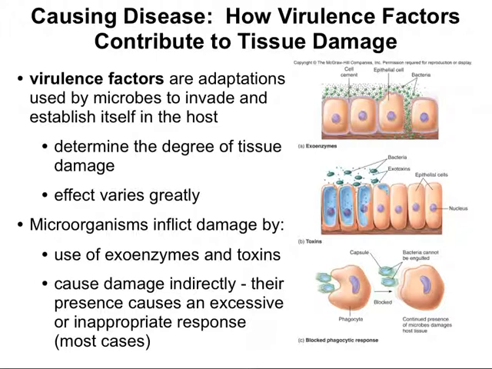Exoenzymes are essentially extracellular enzymes that dissolve the intercellular connections so that they can penetrate through and between cells in order to cause damage to the underlying tissues. Toxins are secreted by bacteria to diffuse to the target cells, their specific target cells, and then these target cells become poisoned and thus disrupted, which is what we see here.